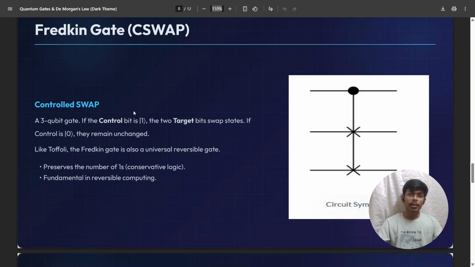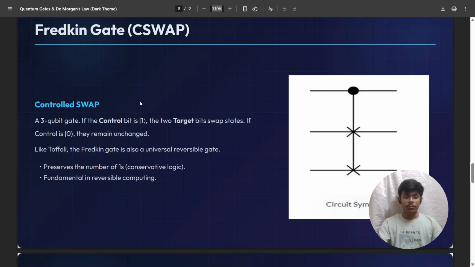Okay, let's start with the Fredkin gate. It is similar to the Toffoli gate, also known as the controlled swap. The logic is simple. If the control bit is 1, the two target bits trade places. If the control is 0, they stay put. This is a conservative gate. What I mean by that is if you put in two ones and a 0, you get two ones and a 0. The Hamming weight, the number of ones, never changes.